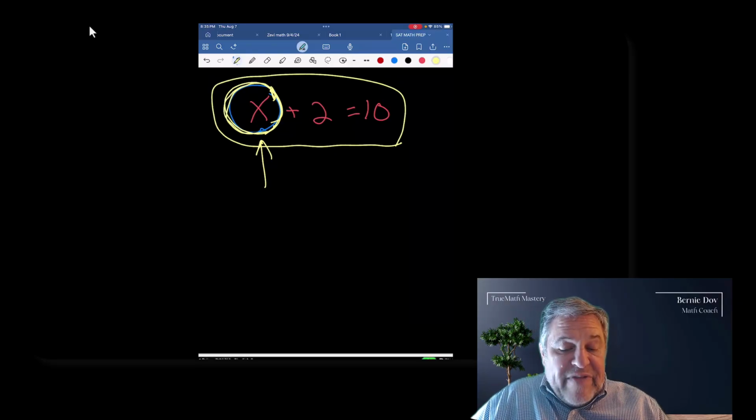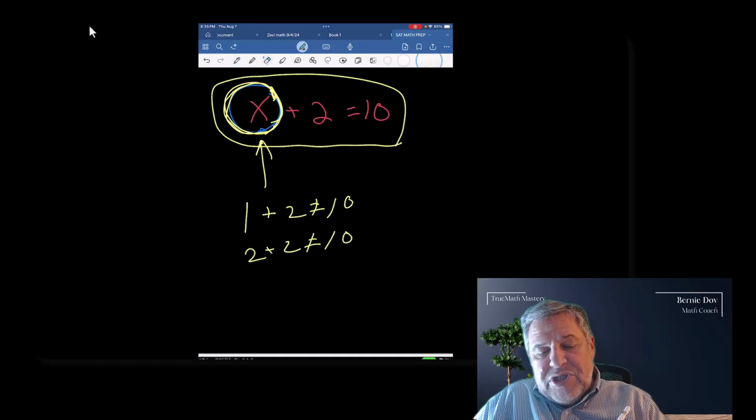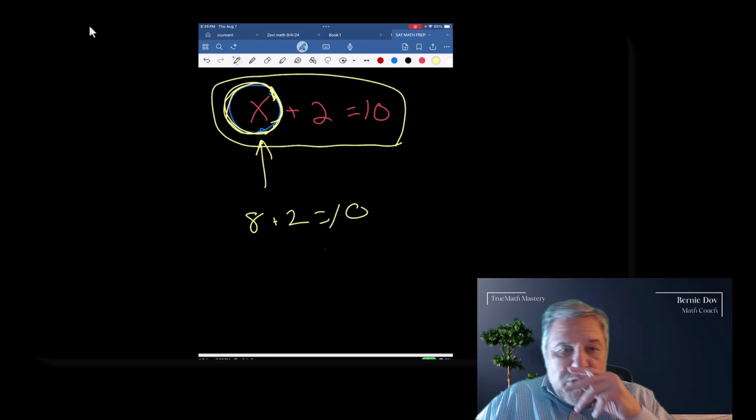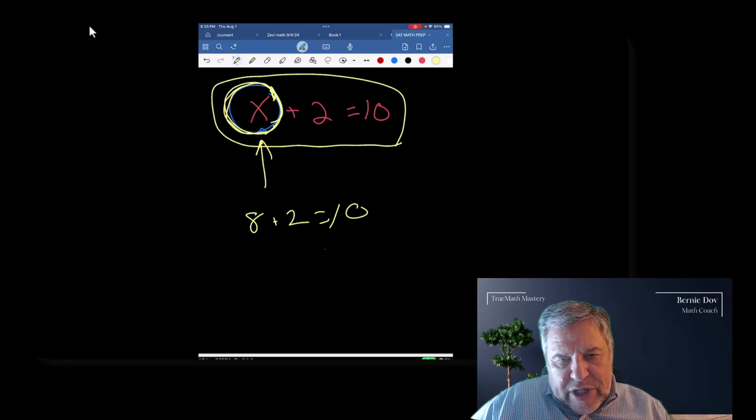It turns out there's only one value of x. You can try different numbers. You try 1, but 1 plus 2 is not equal to 10. Well, 2 plus 2 is not equal to 10. But when you get to 8, 8 plus 2 does equal 10. So algebra is the way to answer this question methodically, without guessing.